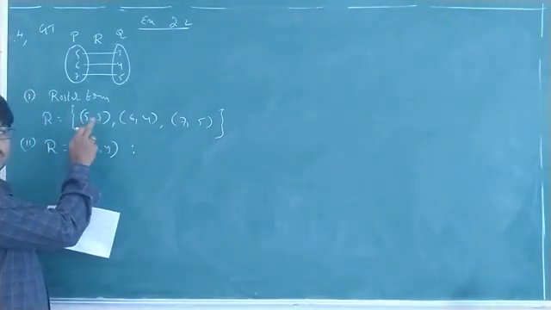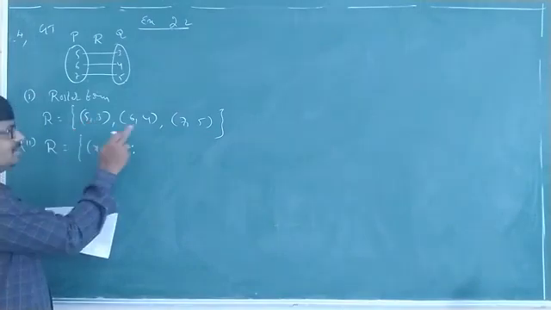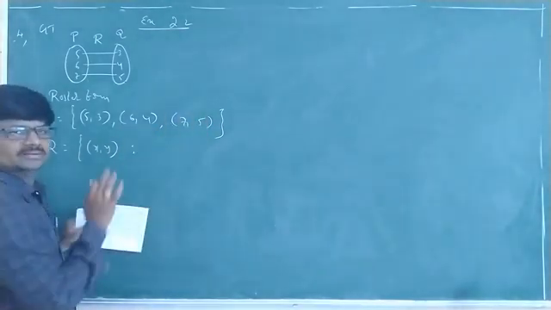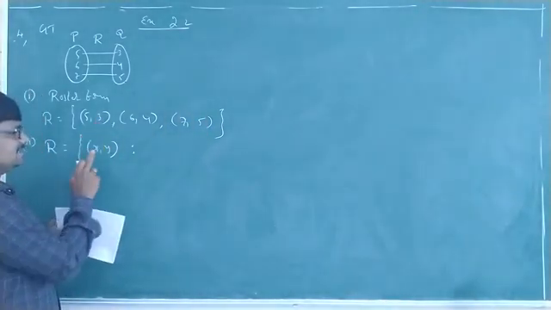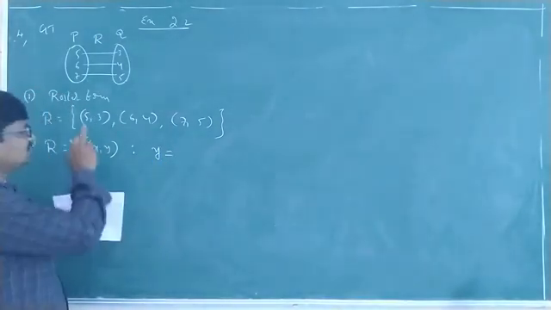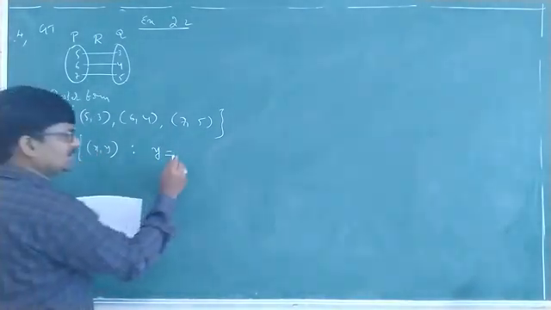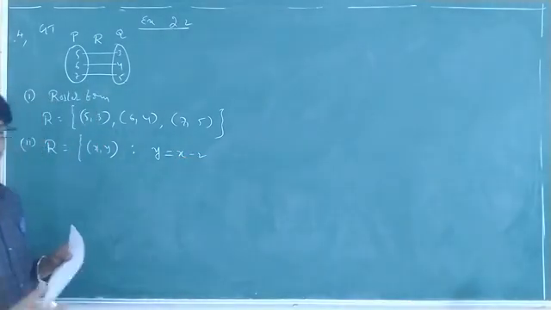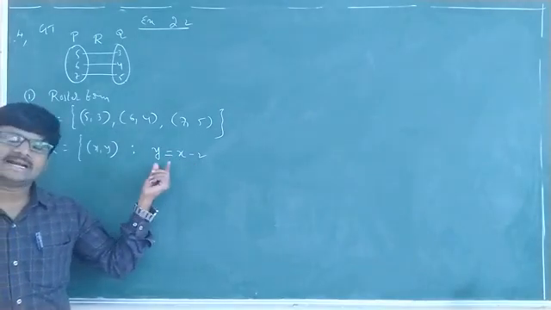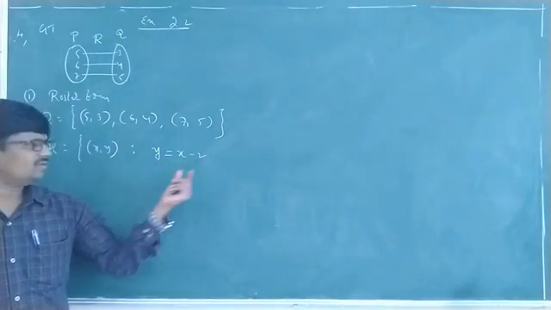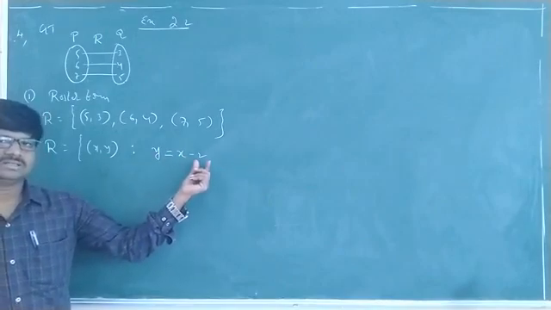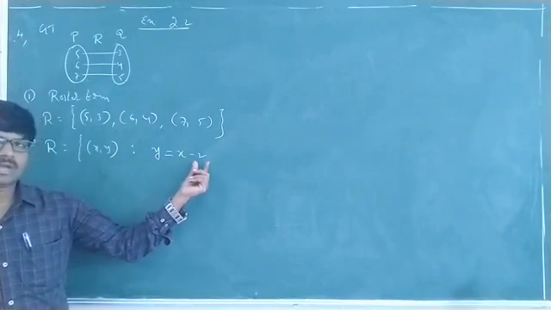2 less than means 5 minus 2 is 3, 6 minus 2 is 4, 7 minus 2 is 5. Yes. So the second element, y, is equal to x minus 2, where x is the first element. Y is equal to x minus 2. Always write the relation like this: second element is equal to that relation of the first element.